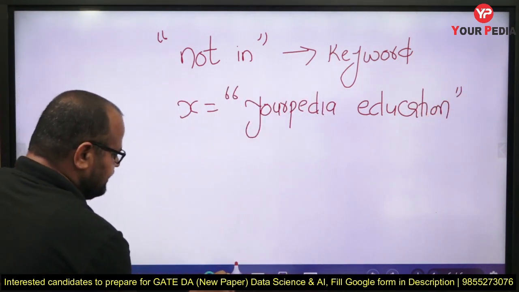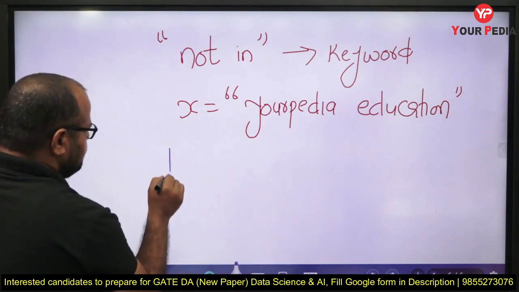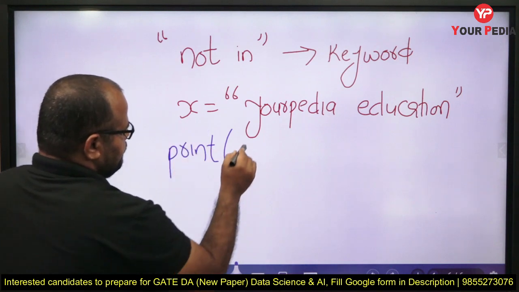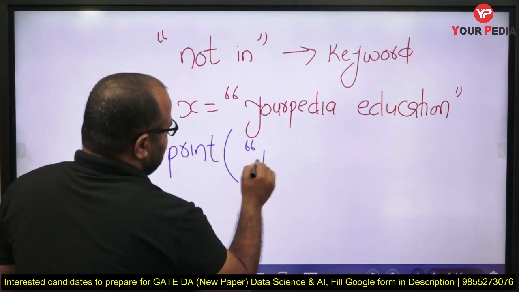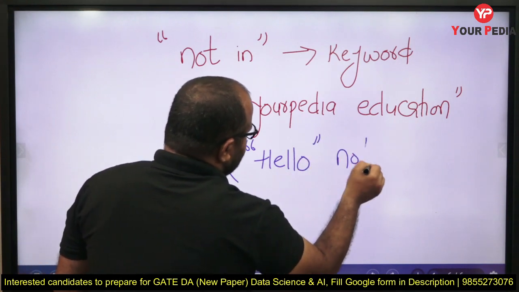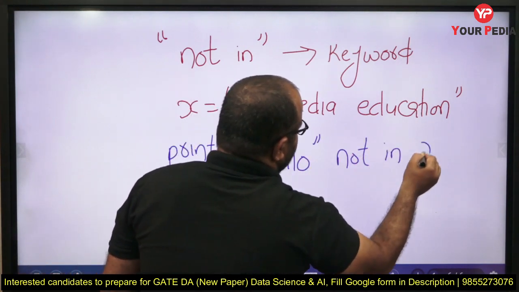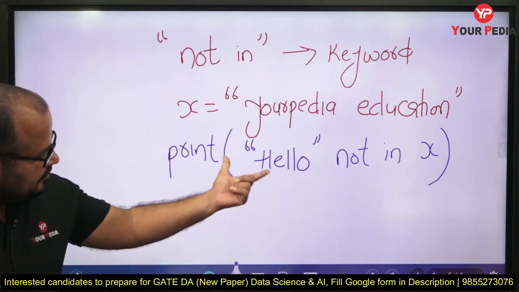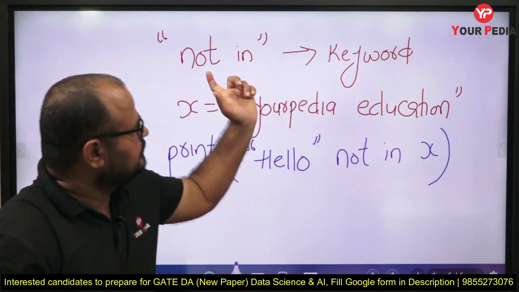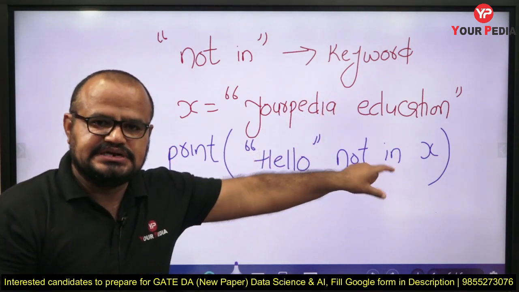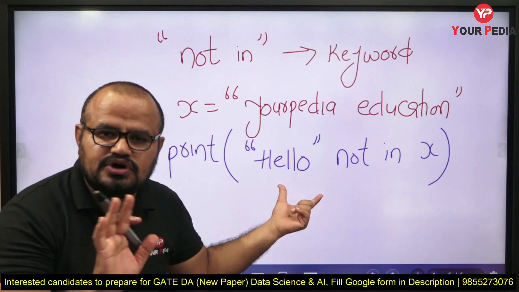Now if you write print hello not in X, tell me what will be the output. Is it true or false? Is hello in X? False. Hello is not in X. Hello not in X says that hello is not present in X.